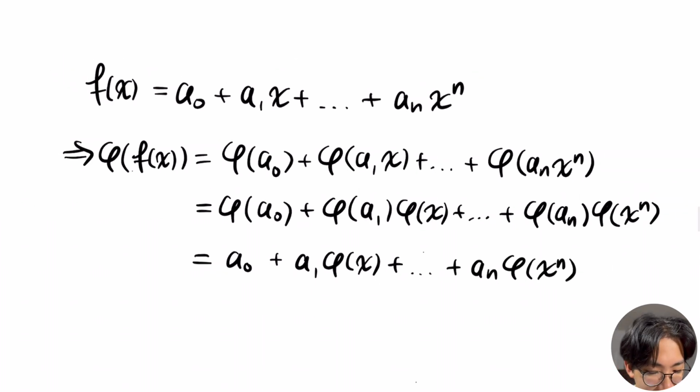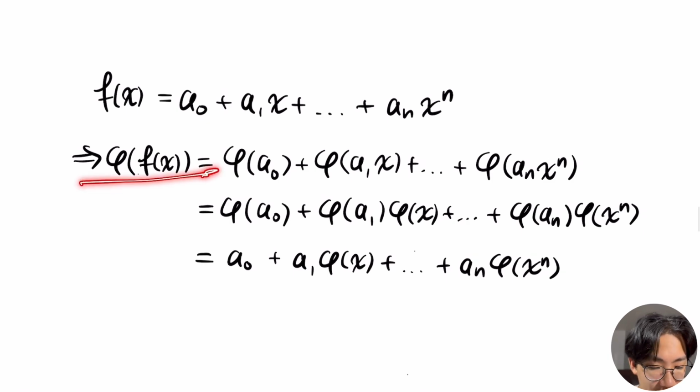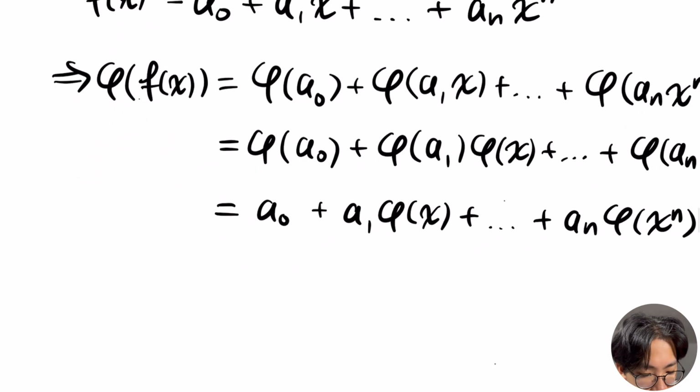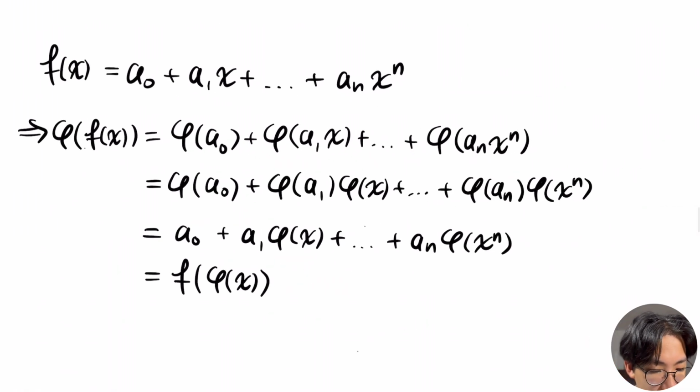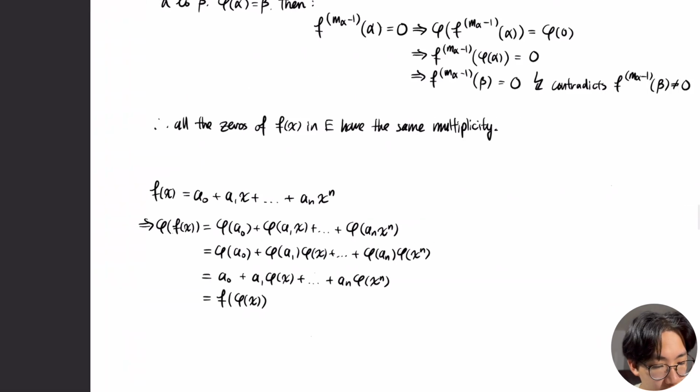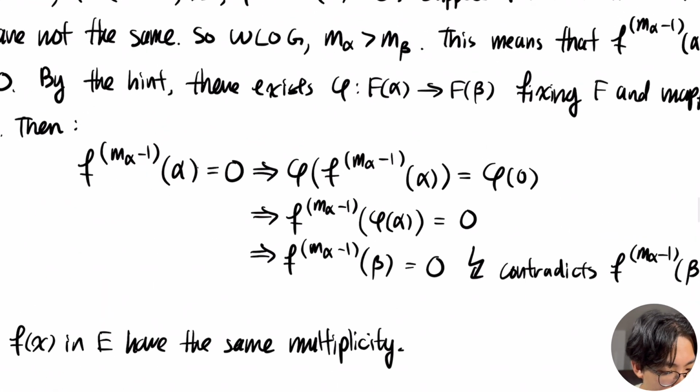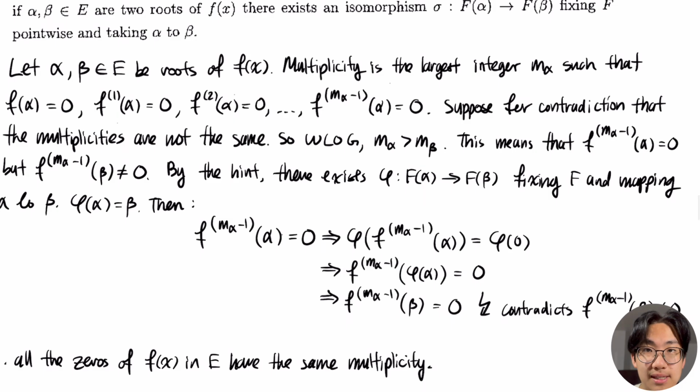But notice that this is precisely the same as moving this phi inside of here effectively. So this is the same thing as f evaluated at whatever phi of x is, right? We've effectively just replaced all of the x's with phi of x, and that's exactly what we used in this step over here to bring the phi into what we were evaluating at, which then allowed us to make use of the fact that phi maps alpha to beta as well.